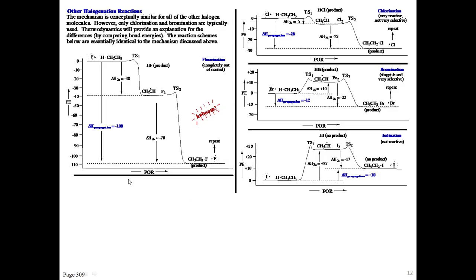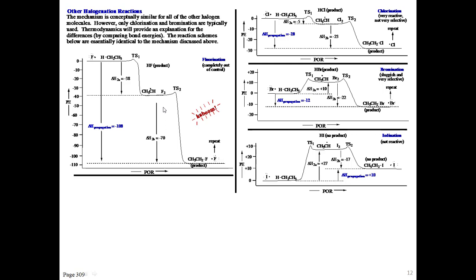Now I put on here the other halogenations, just to show you the difference. These are all on the same size energy scale. You can see the one with the fluorine. Fluorine makes such a strong bond with H, okay, that it's just going to be very, very exothermic, 38 kcal. And then if the carbon free radical abstracts a fluorine atom, that's 70 kcal. Each time we cycle through here, that's 108 kcal.